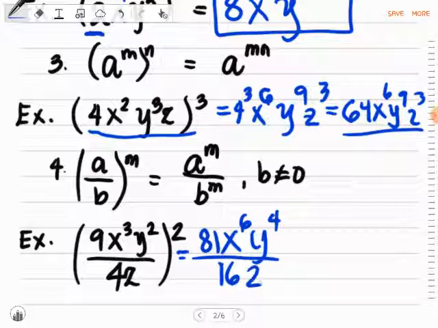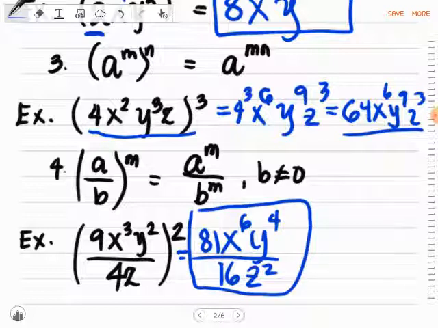Z raised to 2. Okay, because 1 times 2 is 2. Okay, so 81 divided 16 hindi na pwede. Pwede pa naman, kaso magiging mixed number siya. So, okay na to. Pwede na tong, answer na yan. Okay? So, we have 81x raised to 6y raised to 4 over 16z squared.